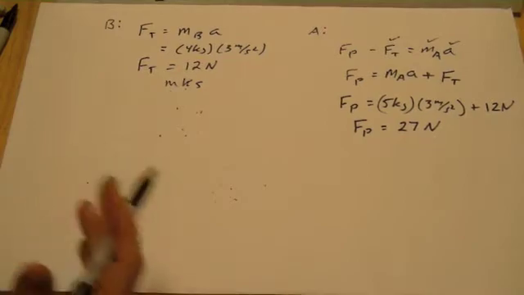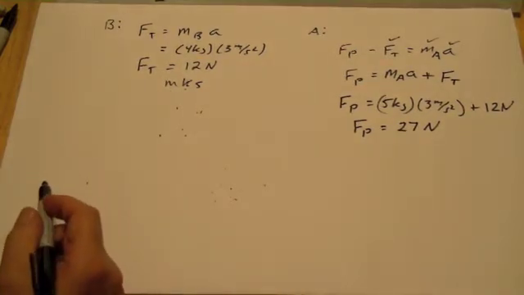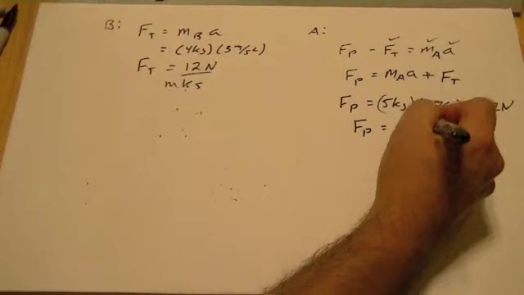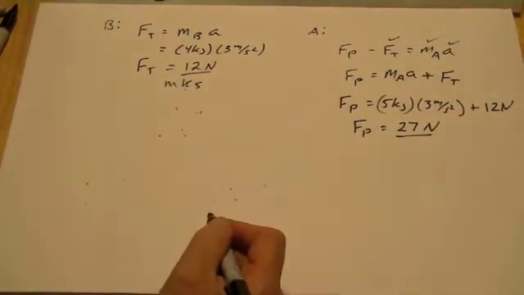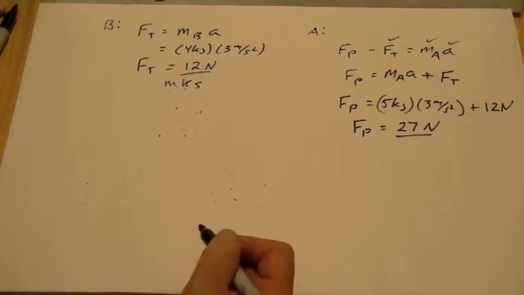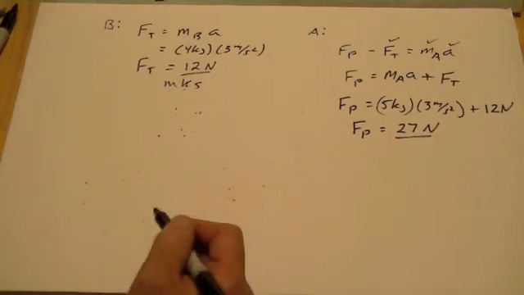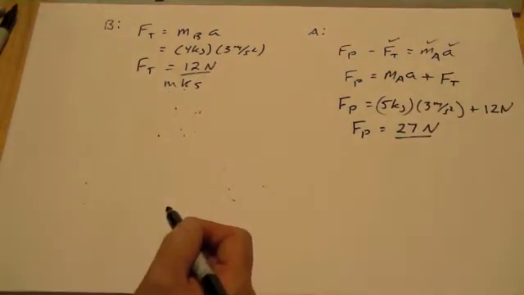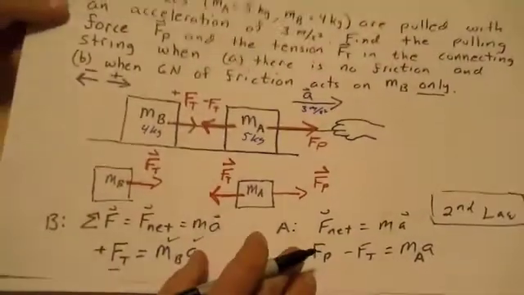Now, the problem is done, at least part A. So I have 12 newtons on the connecting string, 27 newtons on the pulling string. Now, it's also useful here to take a step back. We could have actually arrived at this answer for the pulling force a little bit more directly, if we take another look at the picture.